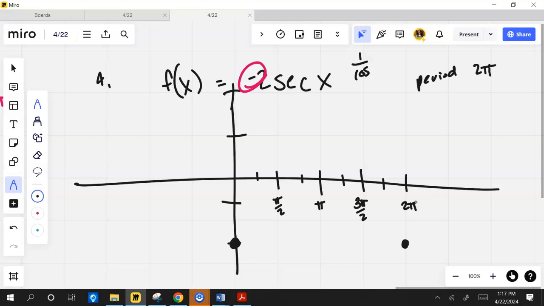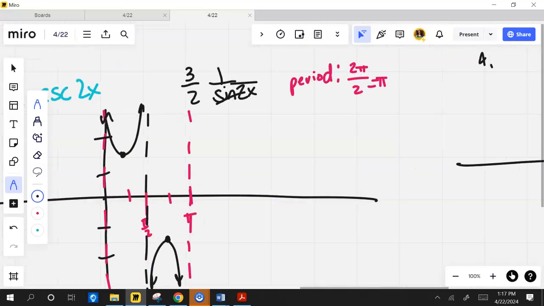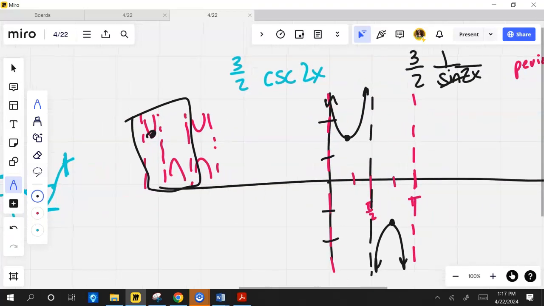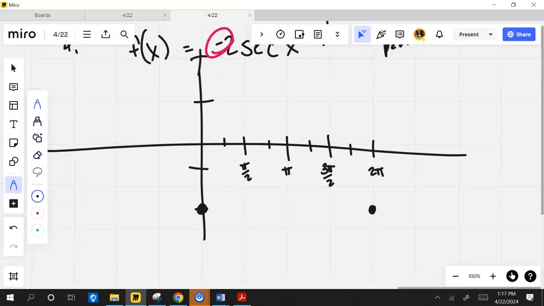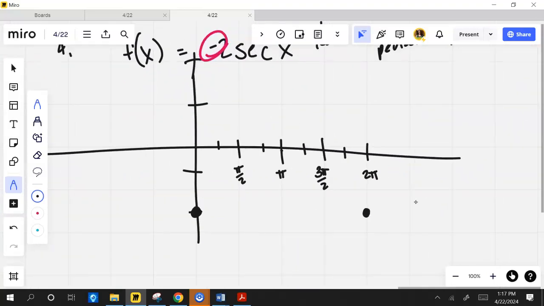That's a whole period. Split in half. What happens between 2 lows on a secant graph, or a cosecant, it doesn't really matter? Between 2 highs or 2 lows or whatever, what happens? A low, that's right. So halfway in between, so at pi, but instead of a low, remember everything's flipped. My lows are highs and highs are lows, so it's going to be up to 2. Between these are asymptotes. That's exactly right.